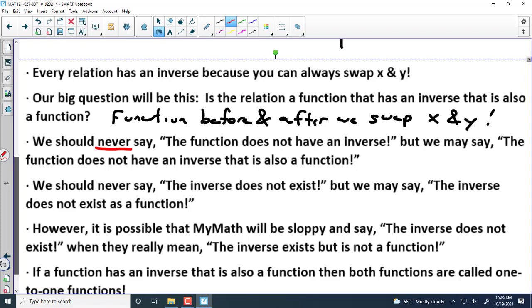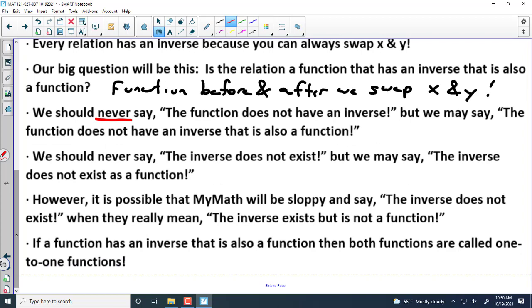So technically, everyone, we should never say the function does not have an inverse, because everything has an inverse because you can always swap x and y. But we may say that the function does not have an inverse that is also a function. That's the discrepancy, everyone, between saying the inverse is a function and the inverse is not a function, because there's always an inverse. We should never say the inverse does not exist, because the inverse always exists. But we may say the inverse does not exist as a function. Basically the same thing here, just two different wordings, everyone.